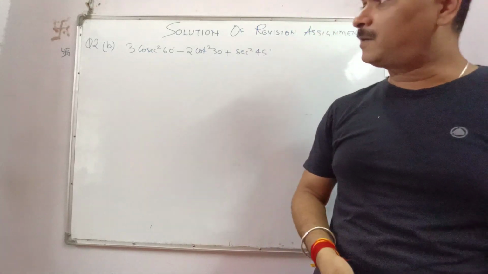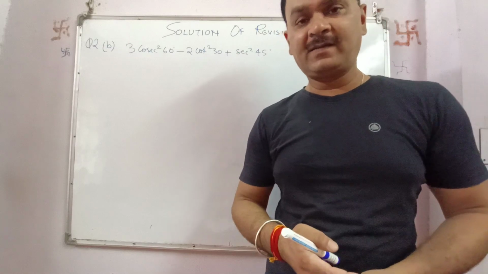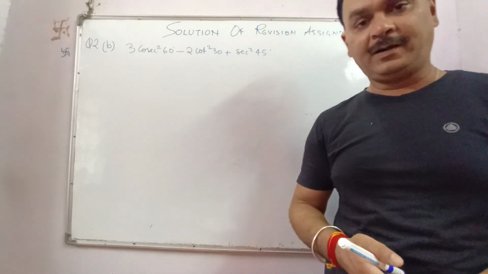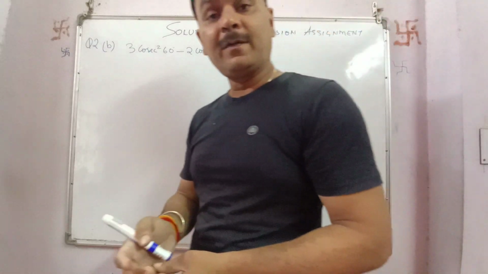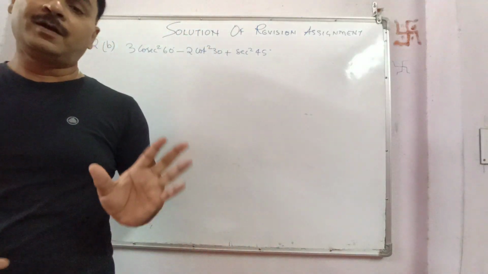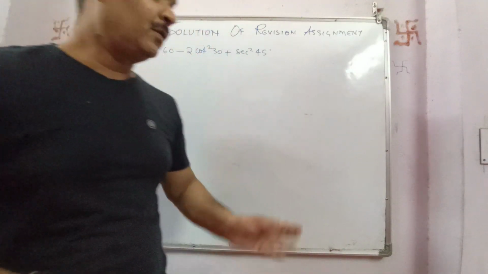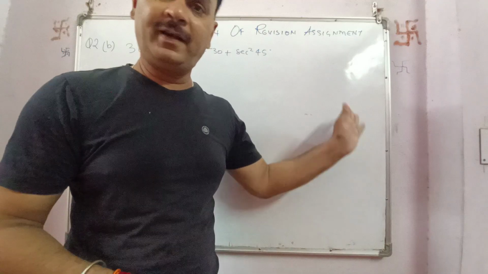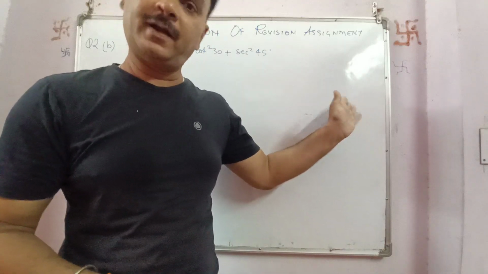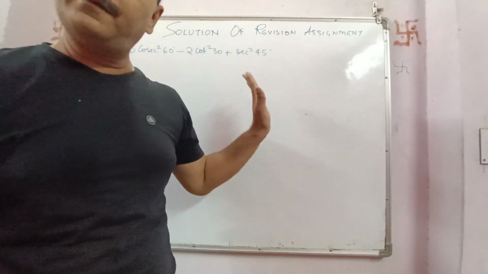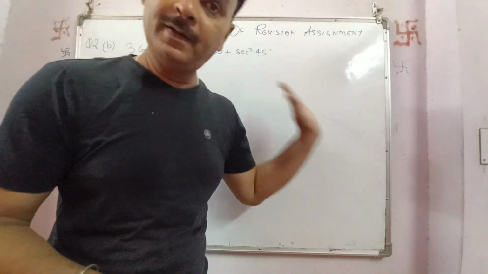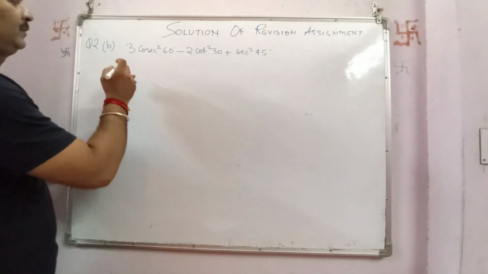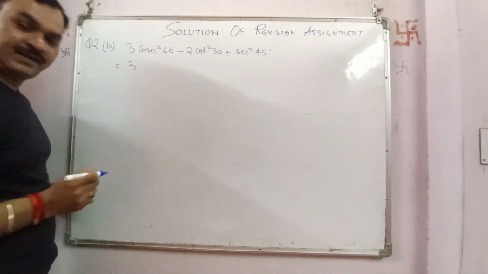But I hope that if you people have practiced the exercise, so most of you have learned the table right now. But those who have a bit confusion or are not confident enough, kindly make a table. It will take a minute or two, so that you can put the correct values or the correct substitution over there. Now 3 cosec square 60.